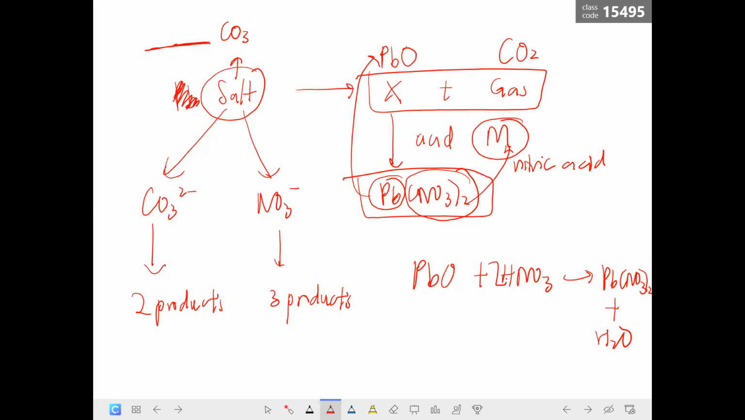So if the question asks you now, class, what is the name of this salt? What are you going to name it, teacher? What is the name of this salt? You know this is PbO. You know this is CO2. Combine them together. What are you going to get? Lead carbonate. Very good. I am going to get lead carbonate.